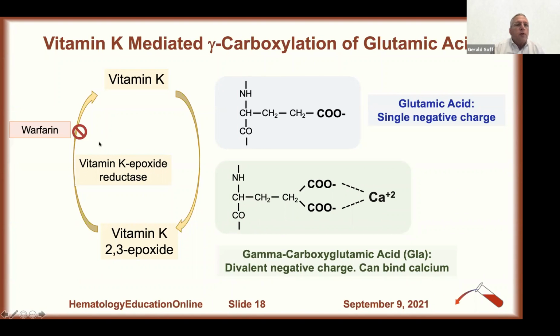Vitamin K plays an essential role in post-translational modification, allowing these enzymes to bind calcium. Warfarin, for many, many decades the only oral anticoagulant, works by blocking this pathway, resulting in one being unable to form fully functional clotting factors.